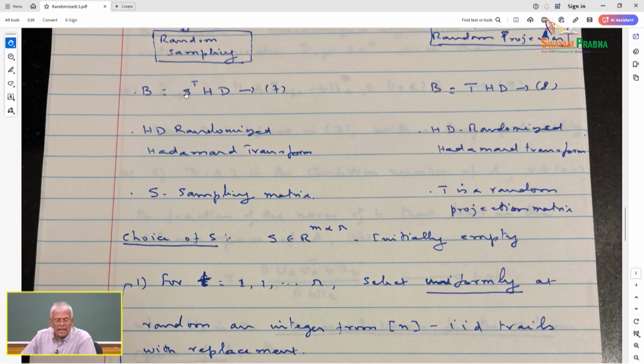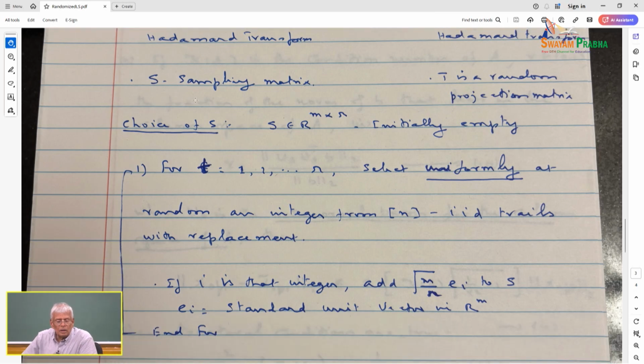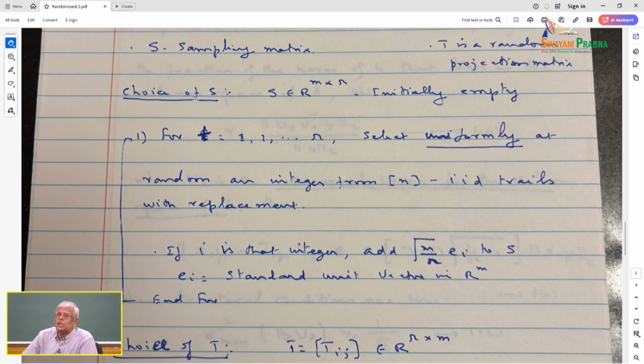Implementing B as S transpose HD is also straightforward, but instead of using the important sampling, I am going to use a uniform sampling. So, for completeness, since we have not used uniform sampling in our algorithm, even though that is possible, I am now going to spend a few minutes on the choice of S, the sampling matrix S.